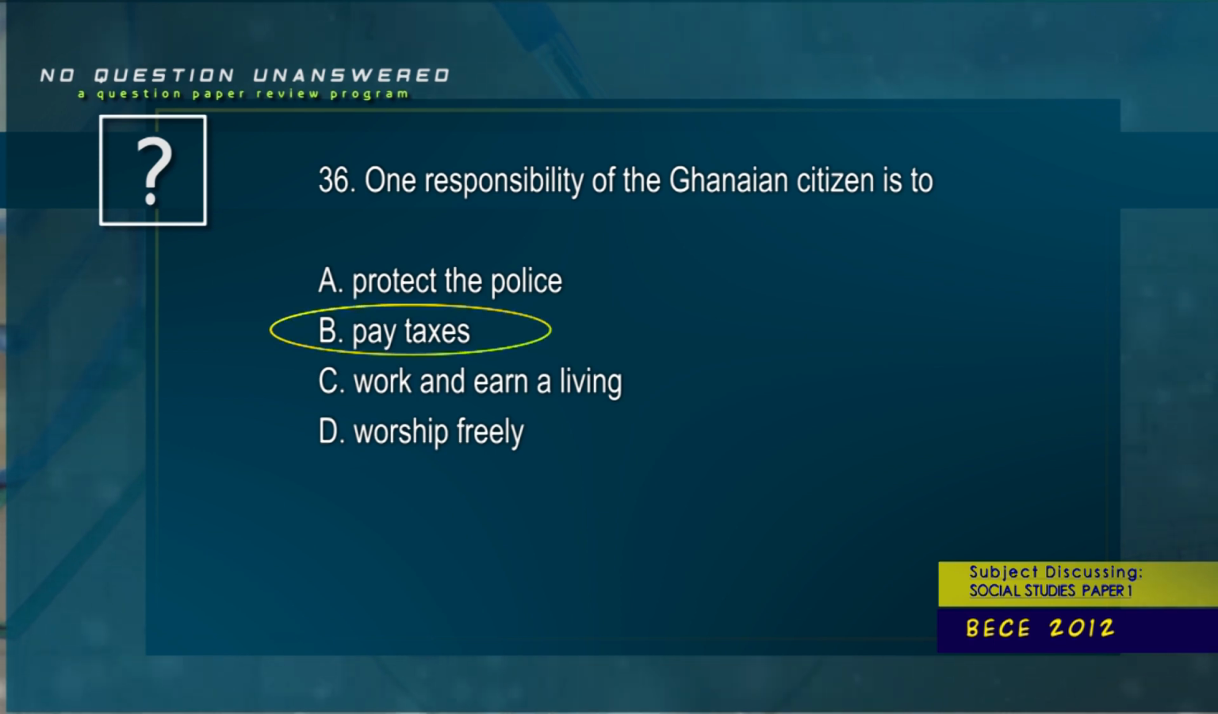Pay taxes. Viewers, we have rights and responsibilities. Some of the responsibilities of a Ghanaian are 1. Paying of taxes. 2. Participating in community activities. 3. Reporting criminals and saboteurs to the police. 4. Protecting state properties. So there you have, viewers, some tips on responsibilities.